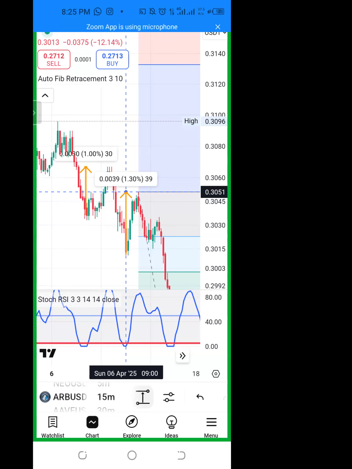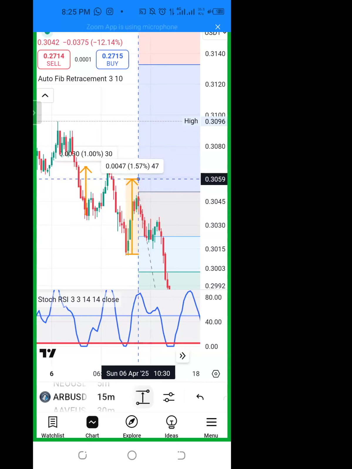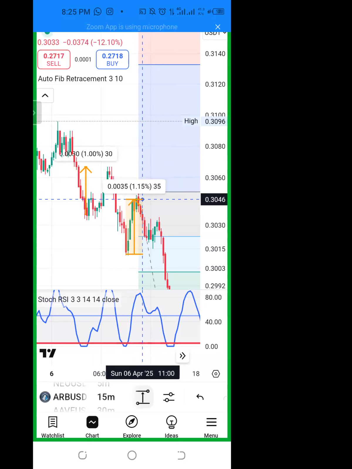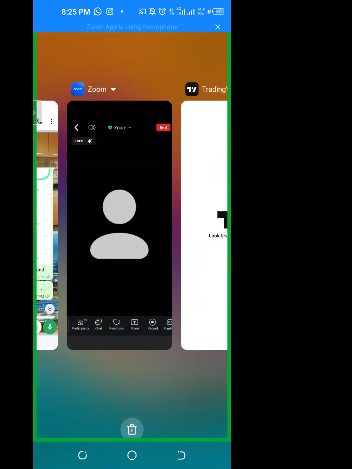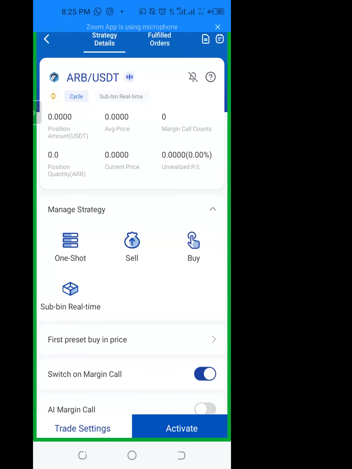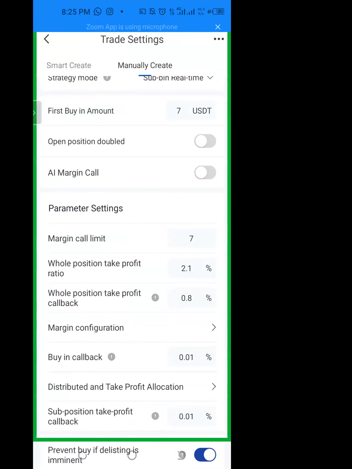But if the coin was trying to reach 2% and it didn't reach it, and it started coming down, if it reaches like 1.3, just help me sell. That's the meaning of the setting I did on that board. The whole position take profit is 2.1, then the whole position take profit callback. When there's a pullback as it's going up to 2.1, and the coin starts pulling back by 0.8%, it sells at 1.3%. That is the meaning of this setting you are seeing here.